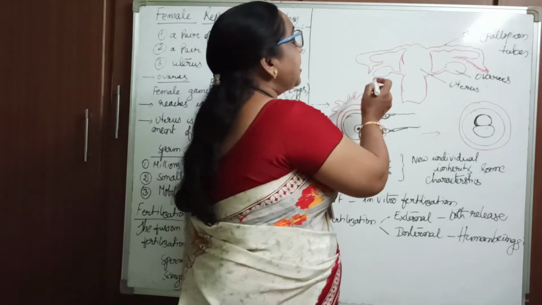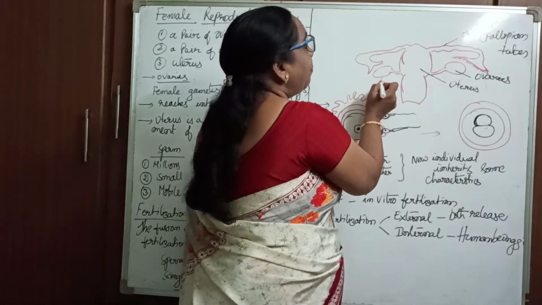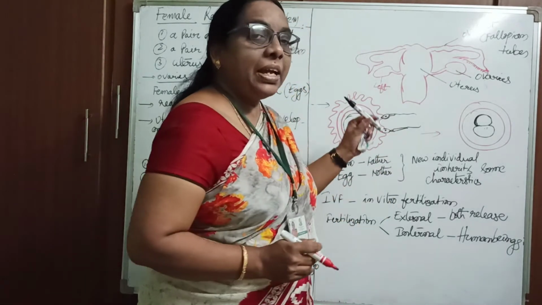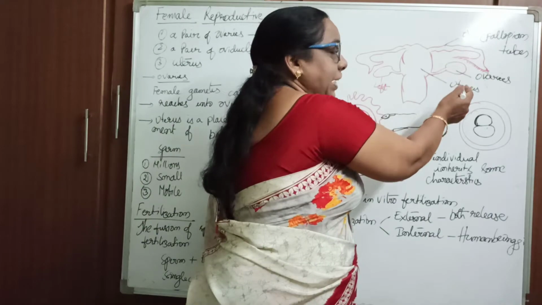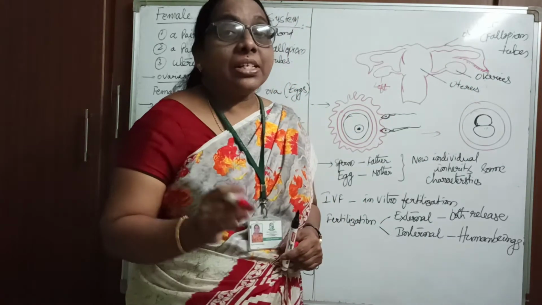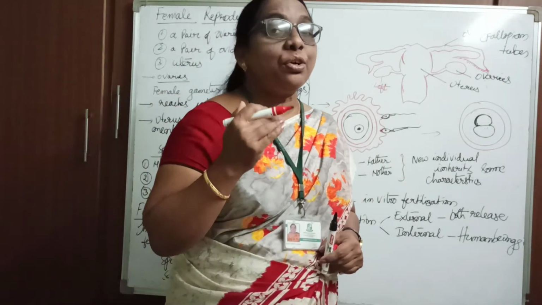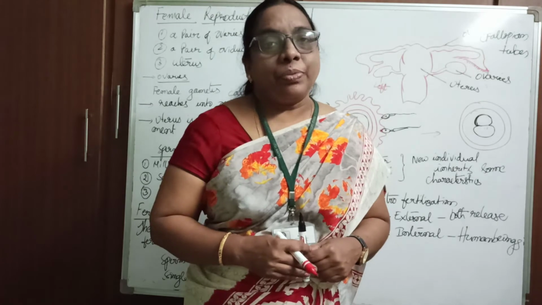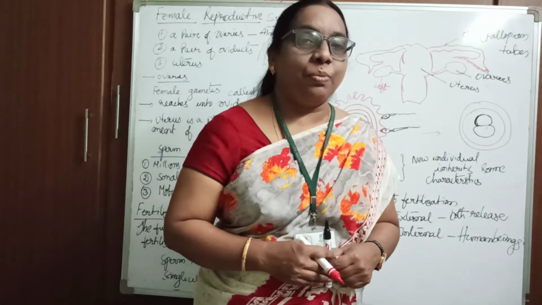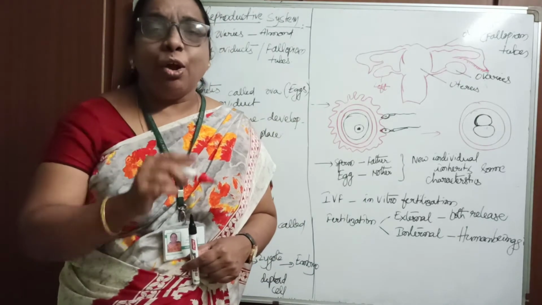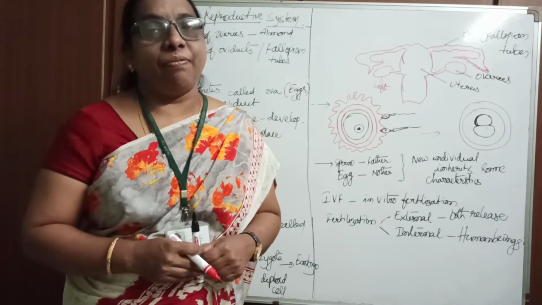In the month of January, the left ovary takes action to release the egg, and the next month it goes to the right, and the next month again the left, next month again the right. In successive months, alternate ovaries are ready to release the egg, which we call an ovum. How many eggs are released? Only one egg is released every month.